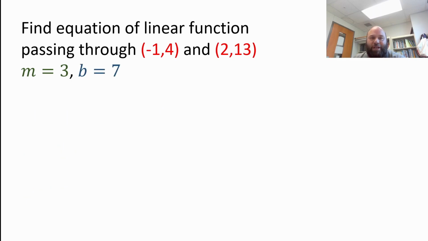We now have enough information to write the equation down. Right? M is 3, b is 7, so we slide those numbers into our old friend y equals mx plus b, and the equation is y equals 3x plus 7.